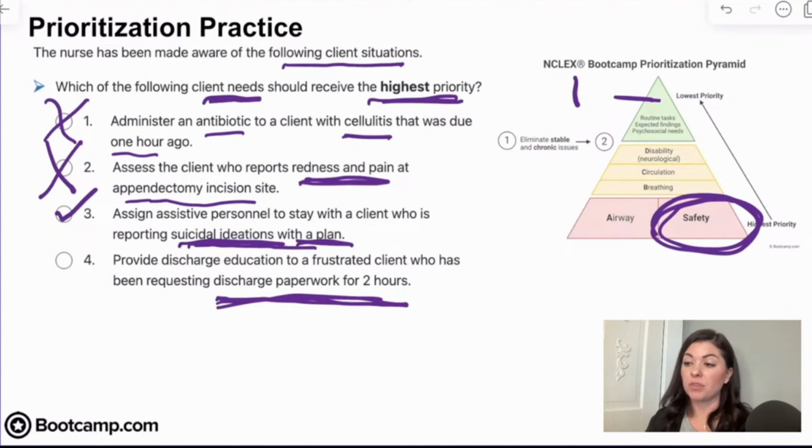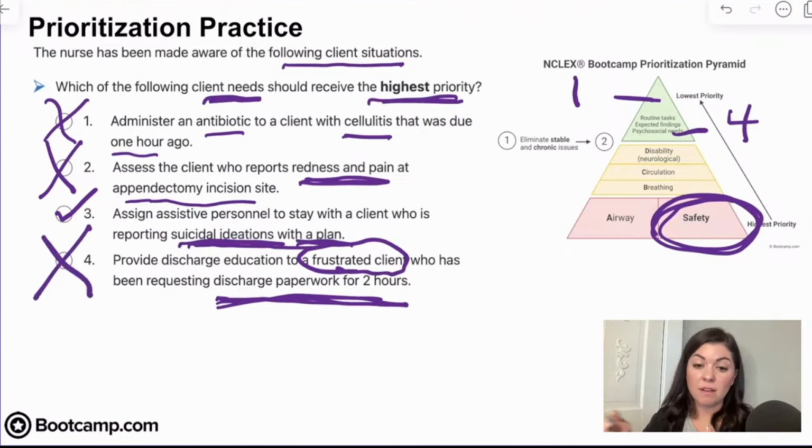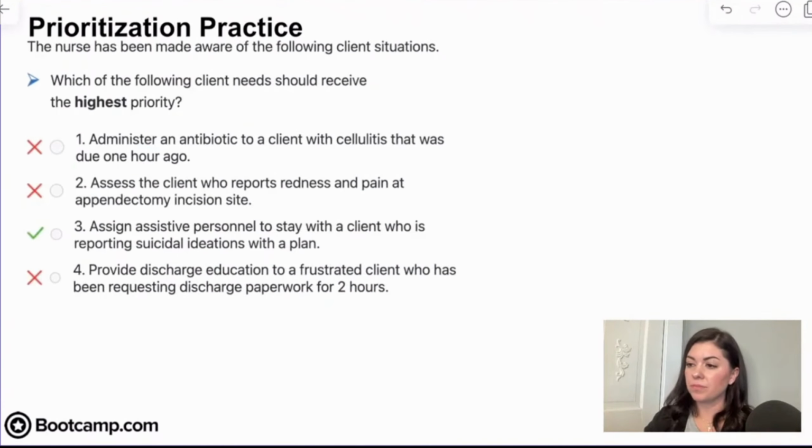And then the last option, provide discharge education to a frustrated client who has been requesting discharge paperwork for 2 hours. So that is a frustrated client. I would be frustrated too if I'd been waiting 2 hours. But once again, psychosocial needs aren't really typically going to pose any type of life-threatening emergency or kill us. So I love that option 3 is the correct answer, and we got it right.